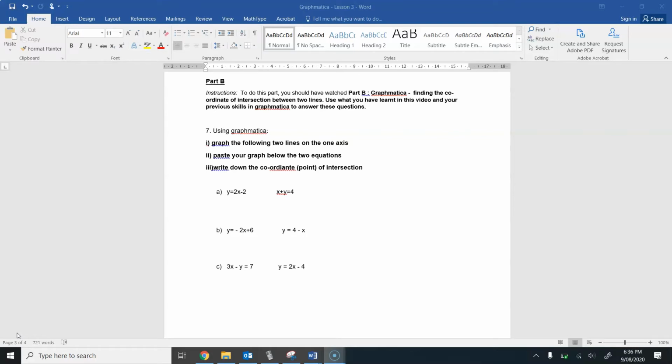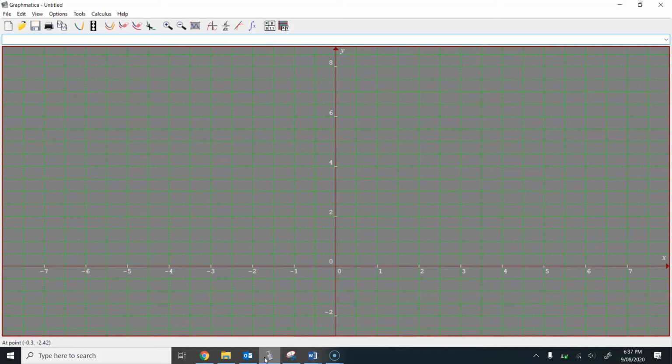So when we have two straight lines, for example, in question 7, you are asked to graph these two equations. In part A, y equals 2x minus 2 and x plus y equals 4. So let's go to Graphmatica. We'll graph them on the one axis. So the first equation was y equals 2x minus 2. We press enter. And then we need to type the other equation in, so we delete that one in the white box and we type it in, x plus y equals 4, and we press enter. And these two straight lines, they intersect at a coordinate.